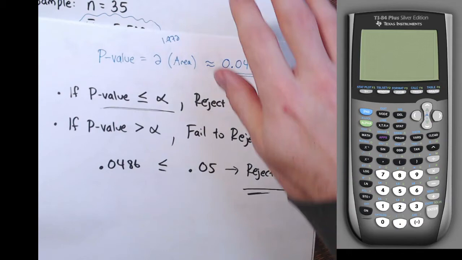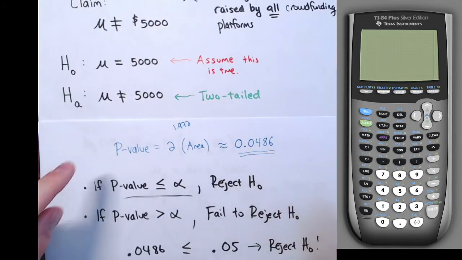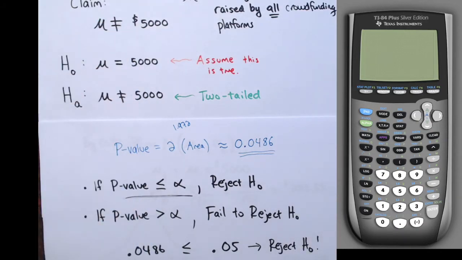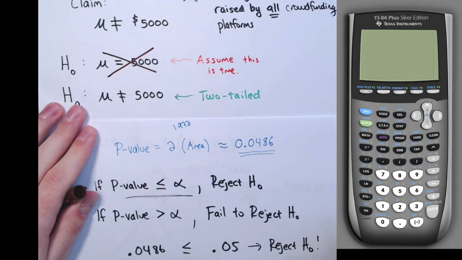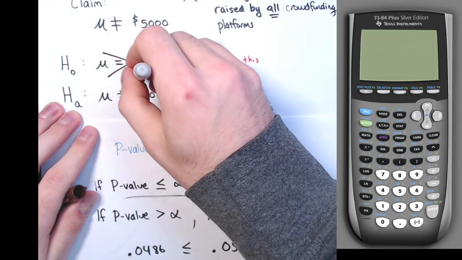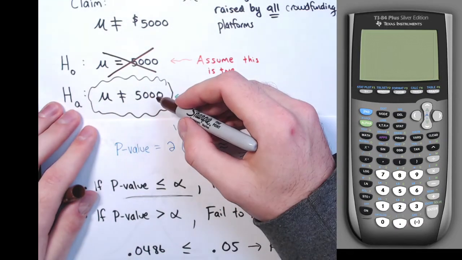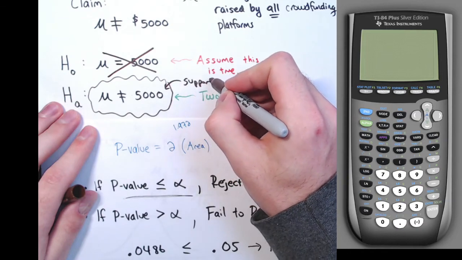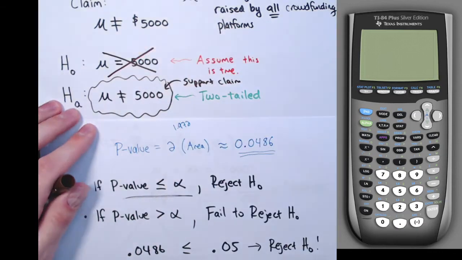So going back to the statements, there was the null hypothesis, there was the alternative hypothesis, which was the claim, right? Now we're saying that we are rejecting the null hypothesis. Get rid of that. I don't want it. That means we are accepting the other one, and that was the claim. So that means we are supporting the claim. If we're rejecting the null here, that means we are supporting this claim.